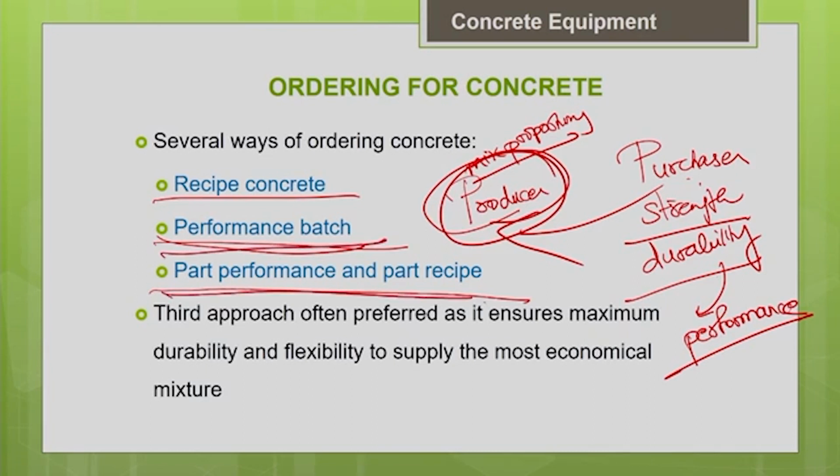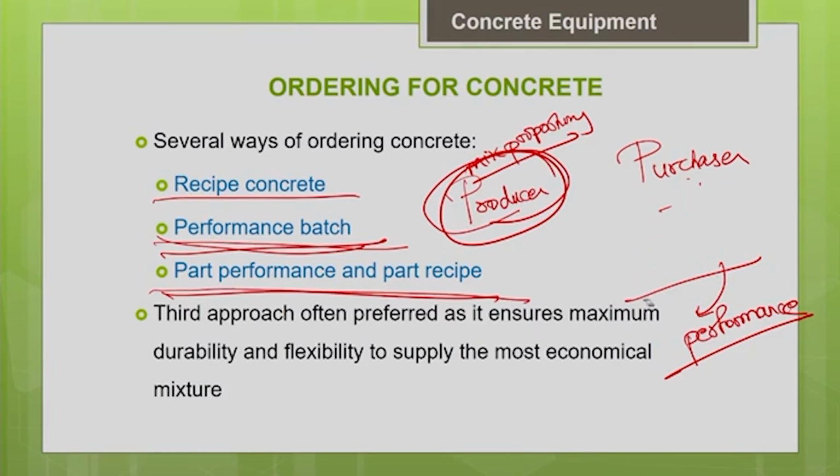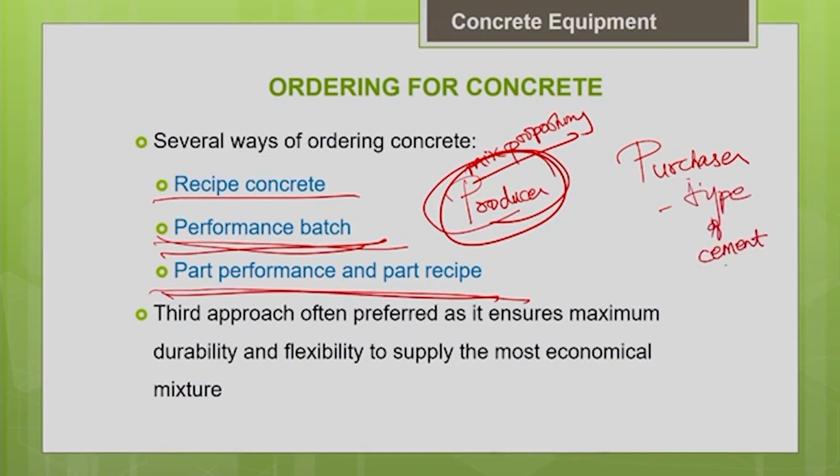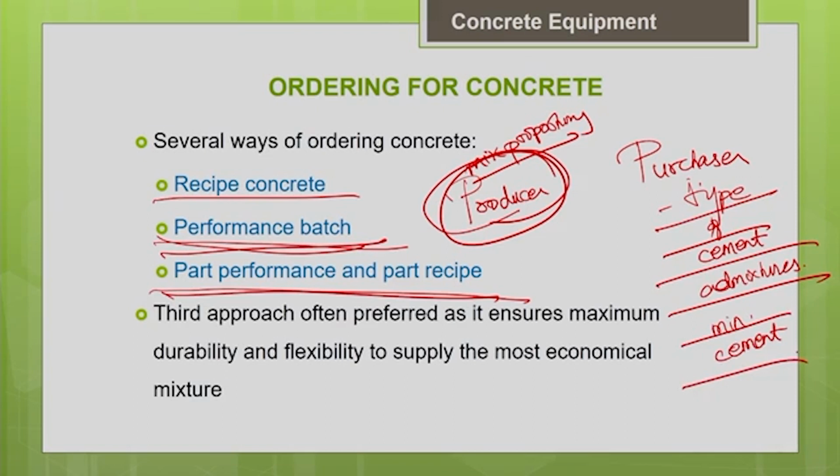And the third one is part performance and part recipe, where both of them have their roles in the mix proportioning. That means the purchaser can even give suggestions, say, this is the type of cement needed. He can give some recommendations on admixtures to be used. And he can even say at least use this much amount of cement, a minimum cement requirement. So these guidelines the purchaser can give. In addition, the producer will decide the remaining mix proportions. He will design the remaining mix proportions. So both are participating in the mix proportioning.